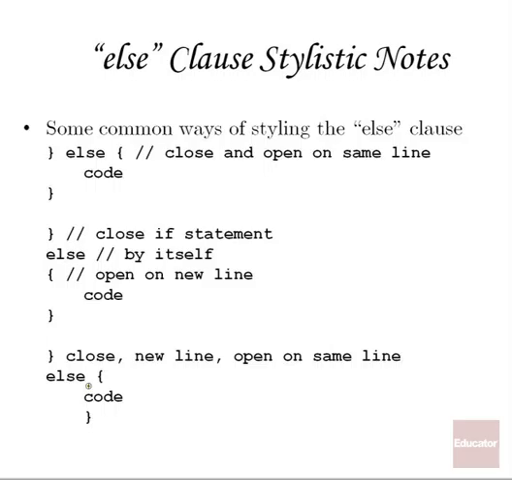Same thing with the else clause. Here we have the brace that's closing the previous if brace, and the opening brace is on the same line. So we have brace, else, brace, all on the same line. That's one style. Another style, close up the if, put the else on a line by itself, open up a new one. Here's the third style. Close up the if, and do else open brace on a line by itself.